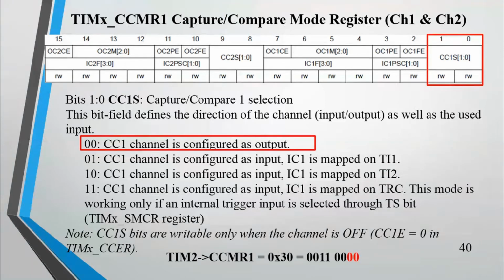So if you want to generate a waveform on a particular pin, or generate a logic 1 or logic 0 on a pin, that pin should be configured as output. So what value should you write in the capture compare selection bits? In the CCS bits, you need to write 0, 0. If you write 0, 0 here, the CC1 channel will be configured as output. So bit number 0 and bit number 1 are written with 0, 0, and you have configured timer 2 channel 1 as output.